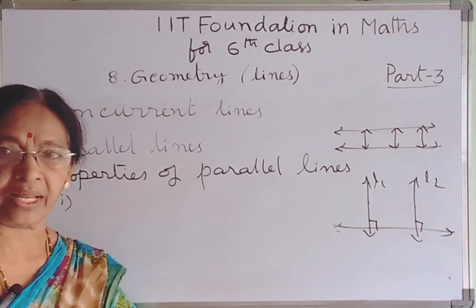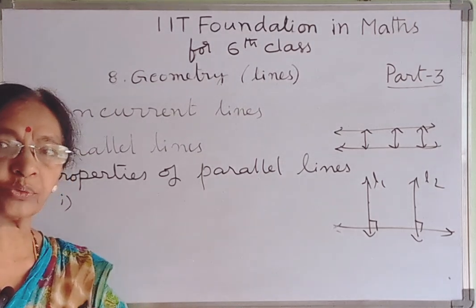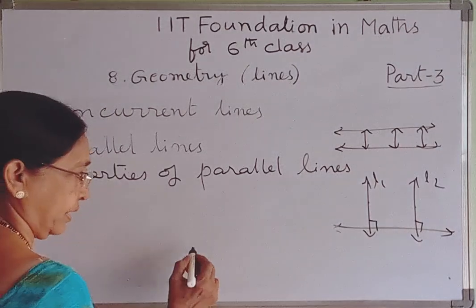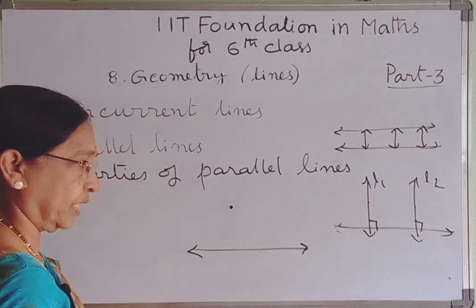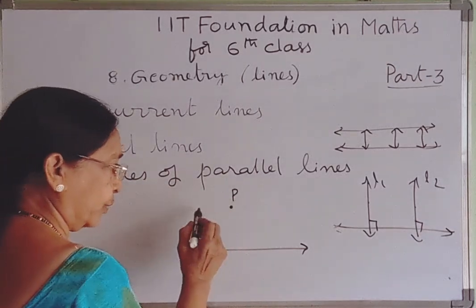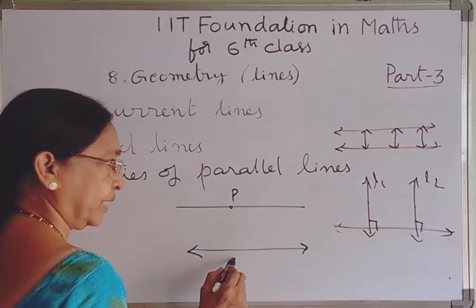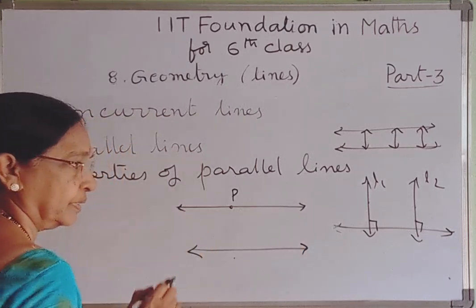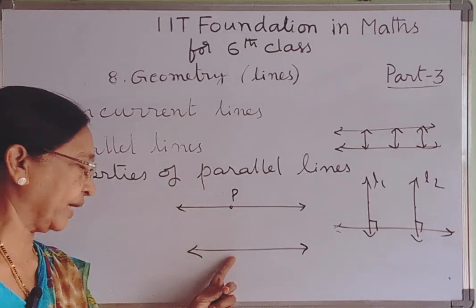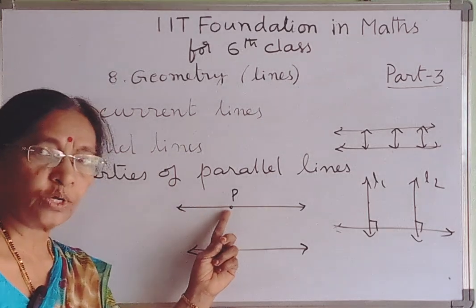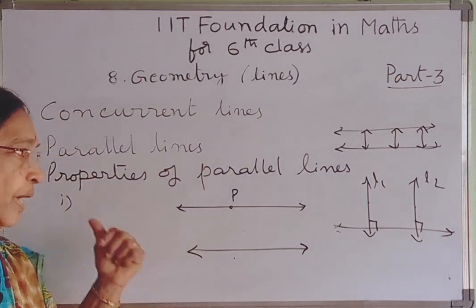There is only one line that can be drawn through a point P and parallel to a line. So this is a line and a point P which is not lying on the line, and only one line can be drawn through this point and parallel to the given line. So only one line can be drawn parallel to a given line and passing through a point which is not lying on the line. That is the property of parallel lines.